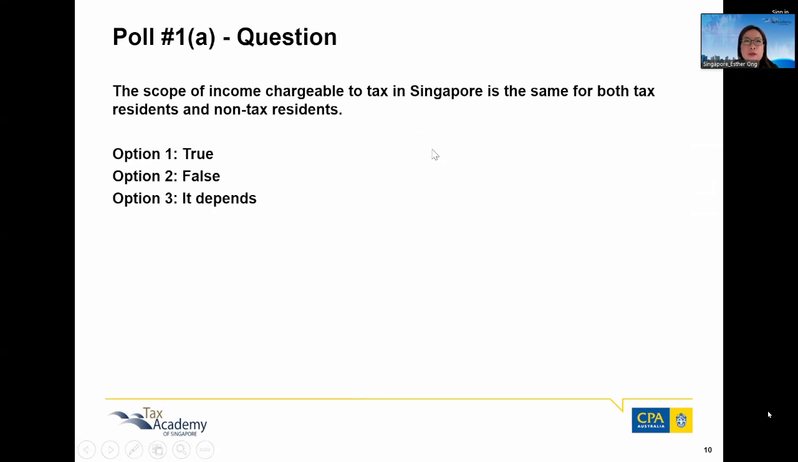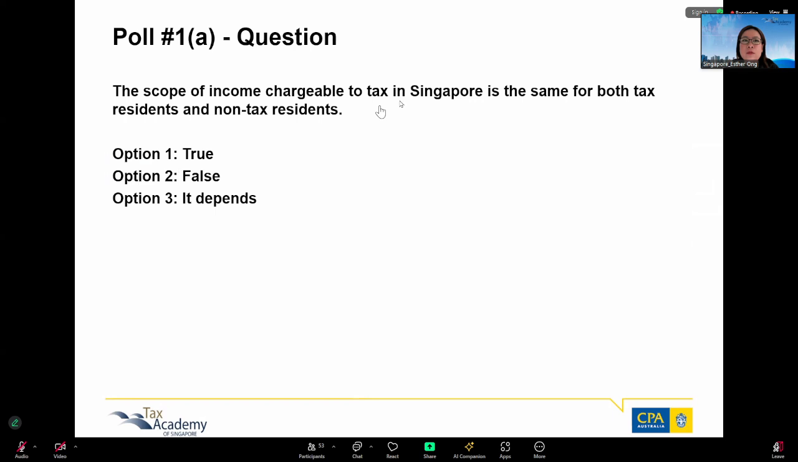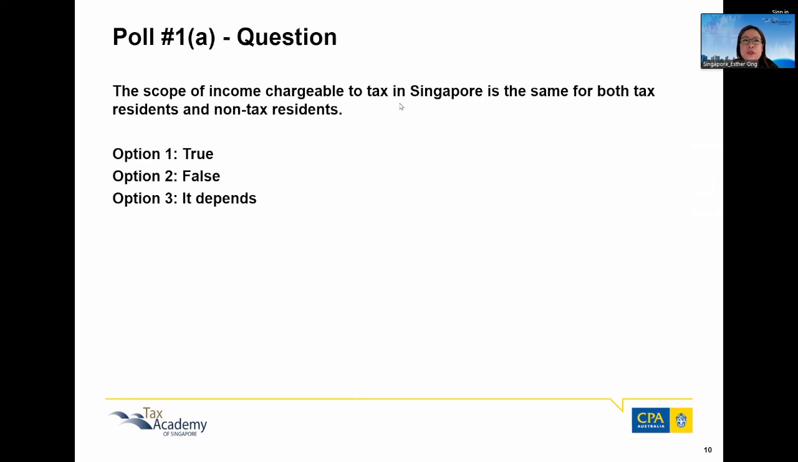Okay, now shall we try a question to see whether you understand what I explained just now? So on this screen, you will see the question. The scope of income chargeable to tax in Singapore is the same for both tax resident and non-tax resident. There are 3 options here: true, false, and it depends.